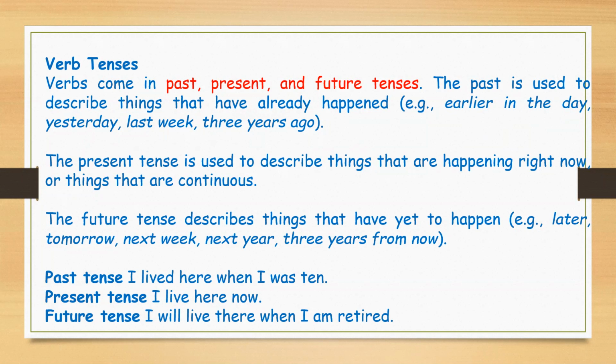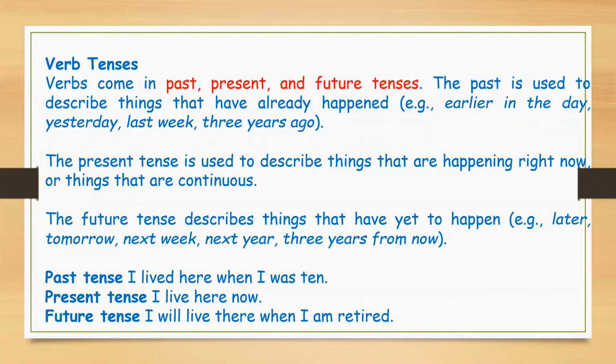Future tense: I will live. So when you use the word will, shall, may, might, all these are future tense. So the usage of the word will, shall, may, might, it is all called future tense. I will live there when I am retired. So it is a future tense. So you must know verb tenses are three basically: past, present, and future. So when you are coming across the verb, you must be able to identify whether it is past, present, or future tense. We will go in elaborate way.